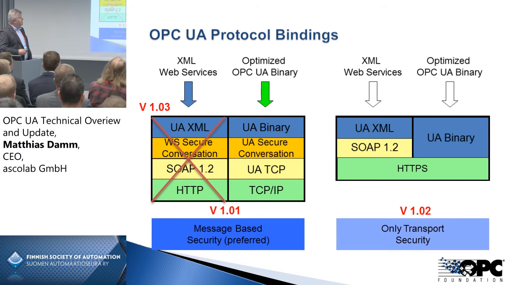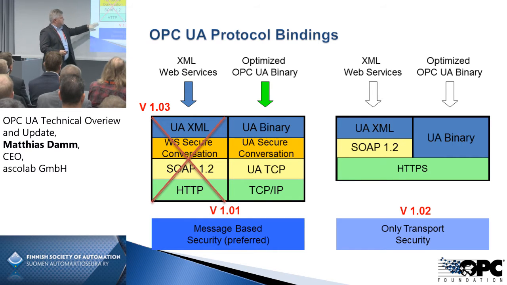And in 1.03 we deprecated this variation because of not really any adoption in the market, especially this whole stack of standards, this WS-Secure Conversation. The expectation was that this is implemented by all standard web service stacks, but that did not happen. So if you talk about web services, you still have this combination of SOAP 1.2 and XML encoding with HTTPS, which is the only security that is really available in all of the SOAP stacks. That's why we deprecated that version.